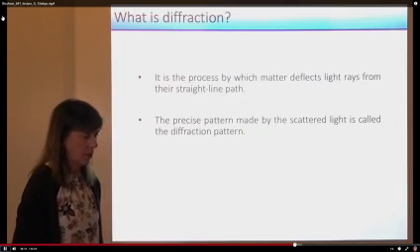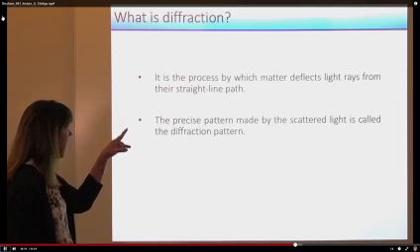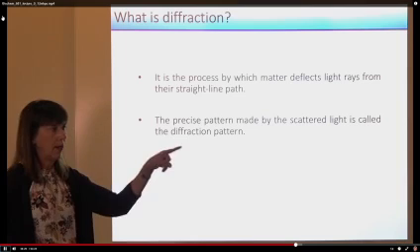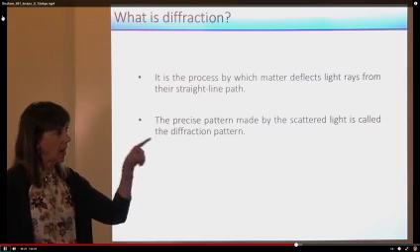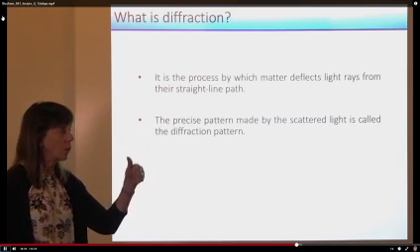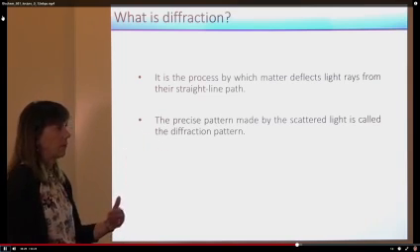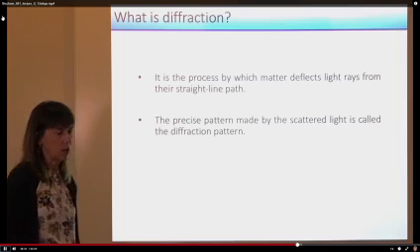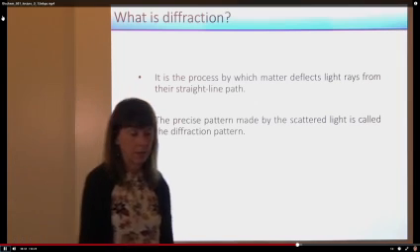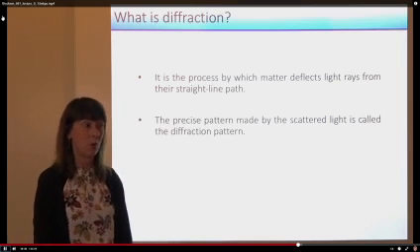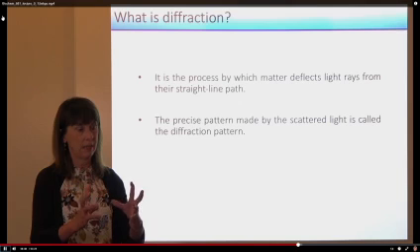So what is diffraction? It's the process by which matter deflects light rays from their straight path. And in order to get that with the crystal, we have to get down to 1 angstrom wavelength, or 1.5. The precise pattern made by the scattered light is called the diffraction pattern. And the diffraction patterns of protein crystals are beautiful. There's a lot of data there.